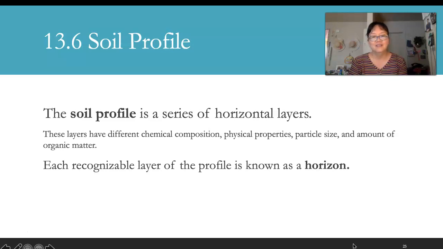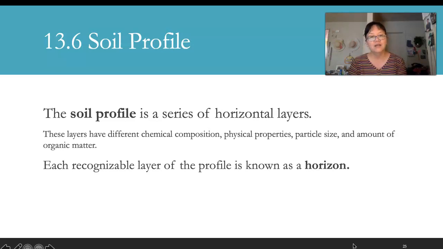These layers have different chemical composition, physical properties, particle size, and amount of organic matter. So that's a very general idea about those layers, and that's all I want you to know. We can go into details, but if you understand this sentence, you understand what a soil profile is. Of course, I'm going to give you details in a minute.